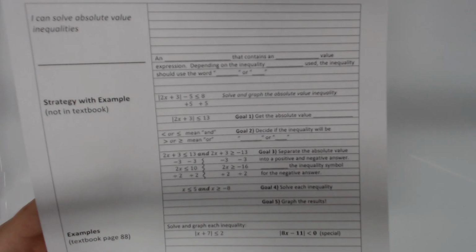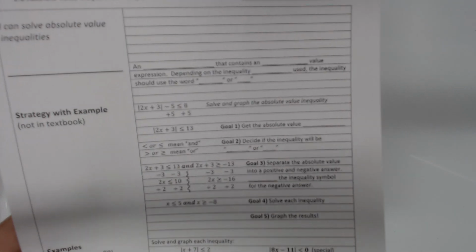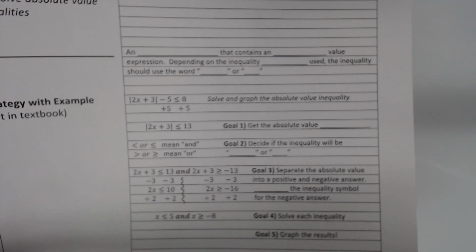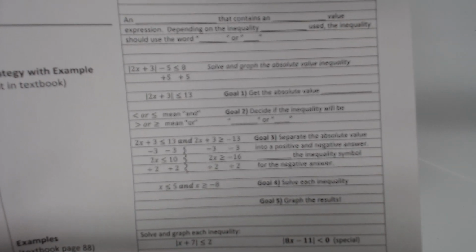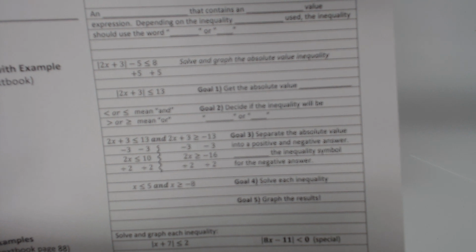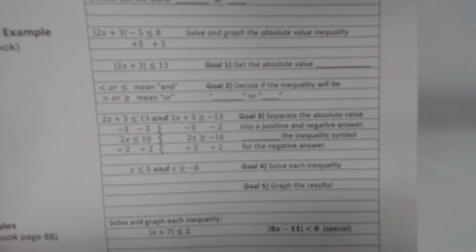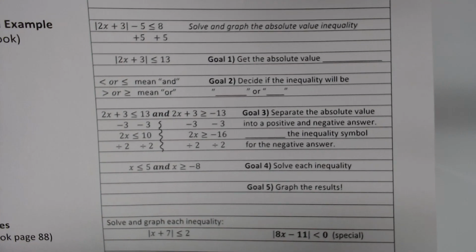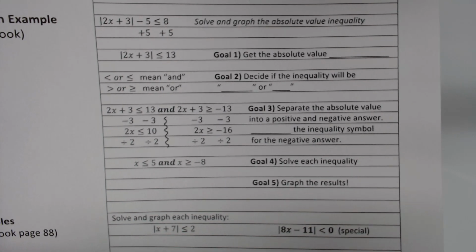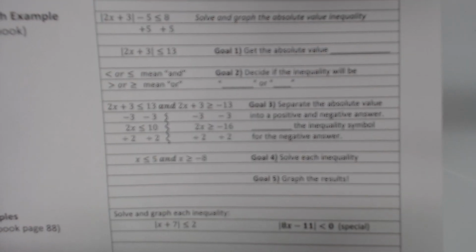Let me just hold this up here for a second, and I'd like if you just pause the video and read through it or listened as I talked. But this is a really clean, worked out example for these problems. So what we start with is getting the inequality by itself. Get the absolute value alone is goal 1. Goal 2, decide if it's and or or.